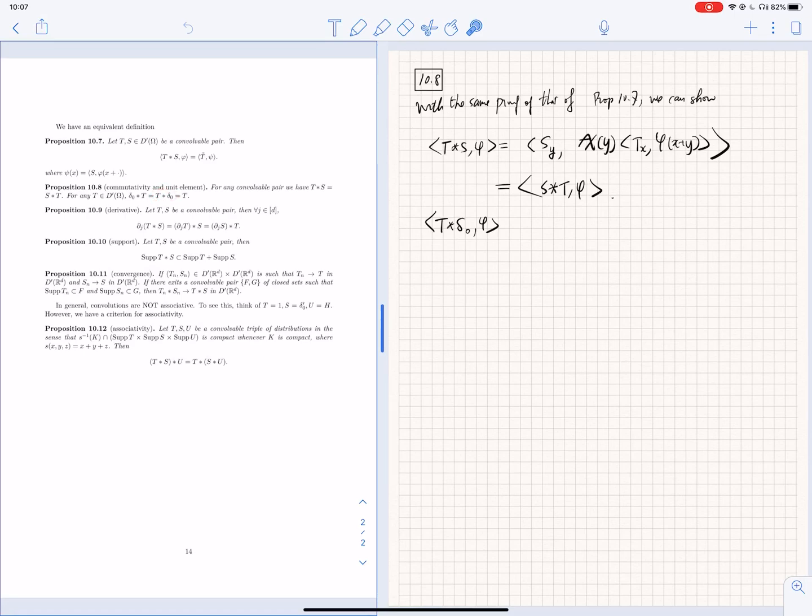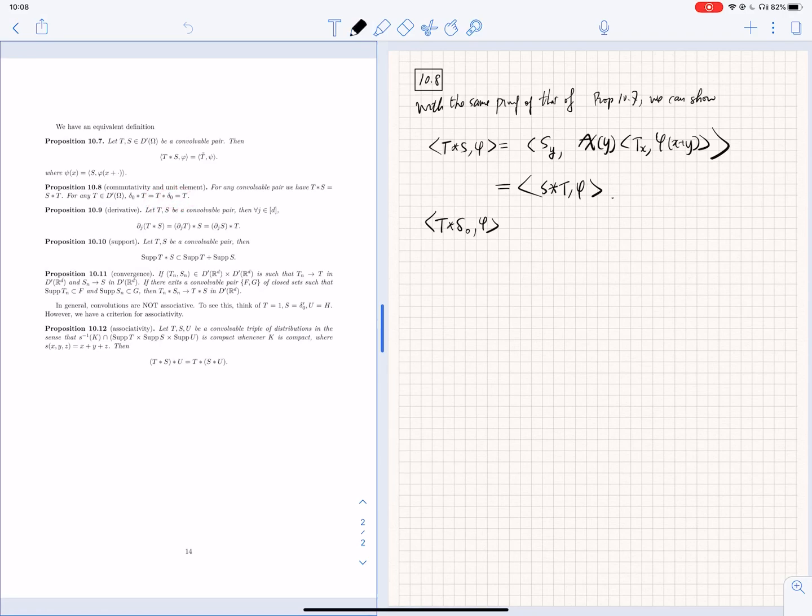And the point is that this delta thing is actually the unit element for tensor products of distributions. It's like a 1 in the regular multiplication. Okay, it's a unit element. So this guy is equal to t.